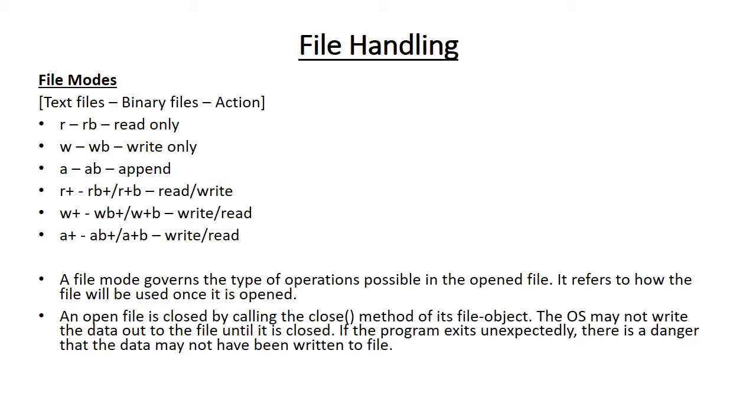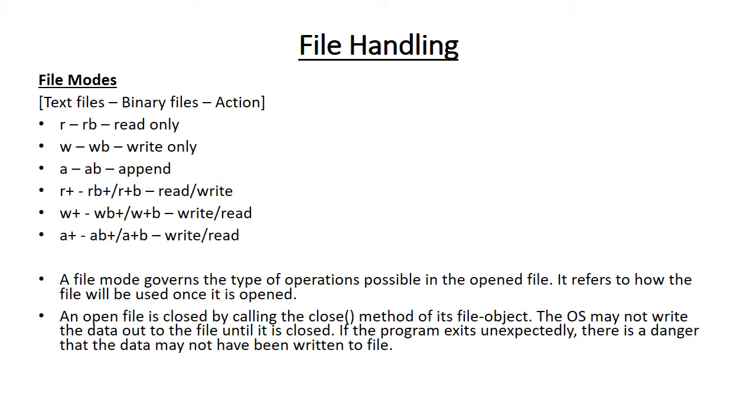And in the middle you can see RB, WB, AB, RB plus or R plus B, WB plus or W plus B, AB plus or A plus B. Those explain the different file modes like read only, write only, append, read, write, write, read, in the case of binary files. A file mode governs the type of operations possible in the opened file. It refers to how the file will be used once it is opened.